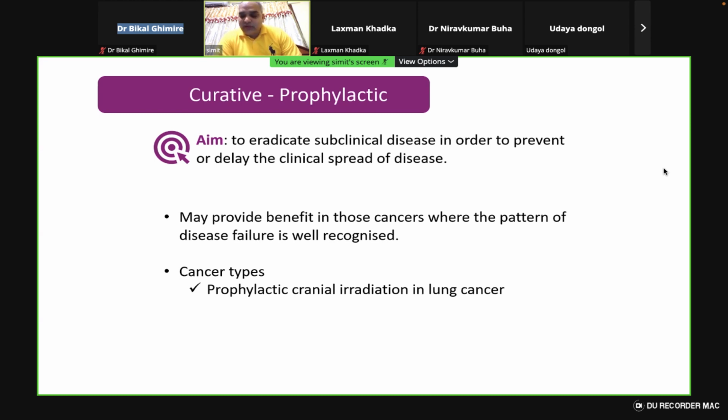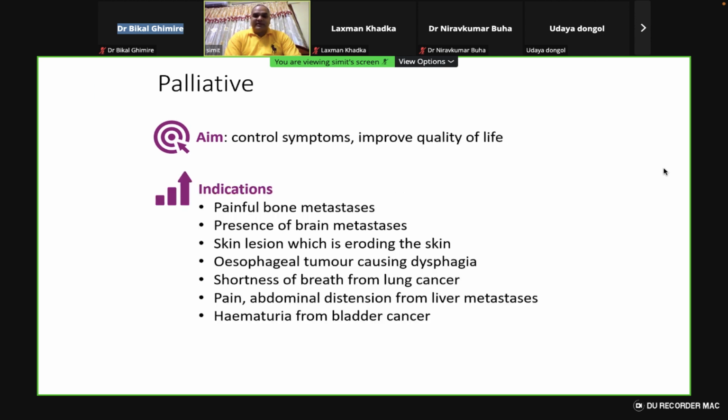So when we do any primary treatment and there is complete response, then we do prophylactic cranial irradiation to prevent the brain mets. Another intent of giving radiation is palliative treatment. In palliative treatment, the aim is to control symptoms and improve the quality of life.